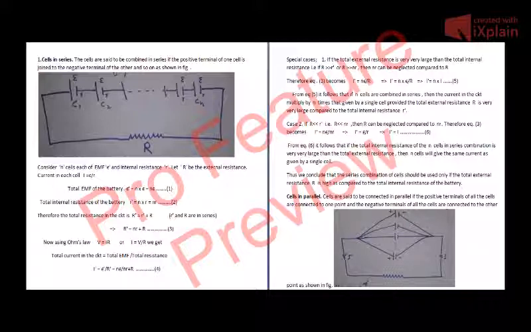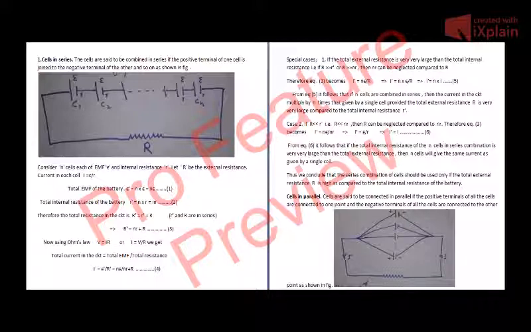This implies I dash is equal to n into E upon R, or I dash is equal to n into I, because E by R is equal to I. So what do we conclude from equation 5? From equation 5 it follows that if n cells are connected in series, then the current in the circuit is multiplied n times. So if one cell gives 2 ampere current, then 10 cells will give 2 into 10, that is 20 ampere of current. If one cell gives 5 ampere of current, then 10 cells will give 5 into 10, that is 50 ampere of current.